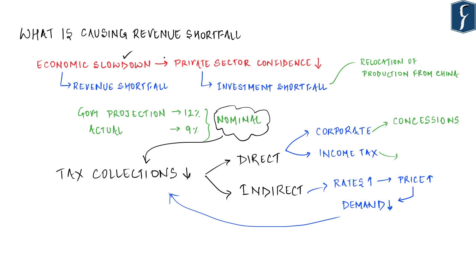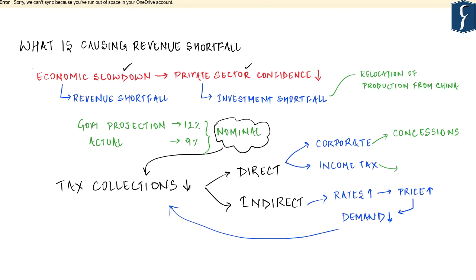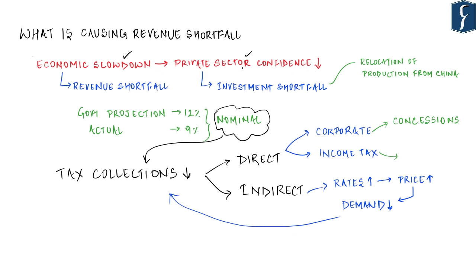Let's understand how. As the economic slowdown occurs, the private sector's confidence in investment as well as business activity declines. Now, this has two consequences. First, due to economic slowdown, the demand in the market goes down and hence the sale and purchase of goods and services in the market also declines, which leads to revenue shortfall for the government. As the economic activity declines, the tax collection also declines.